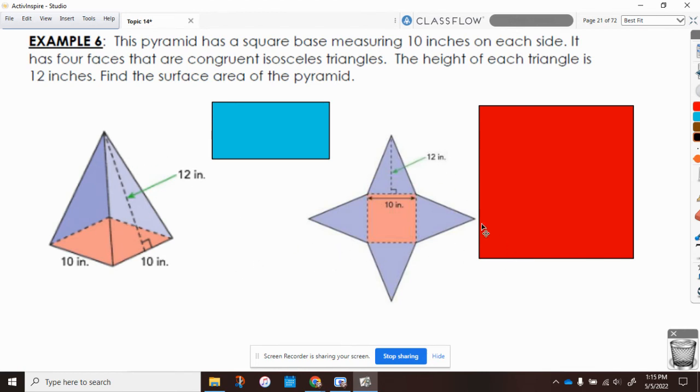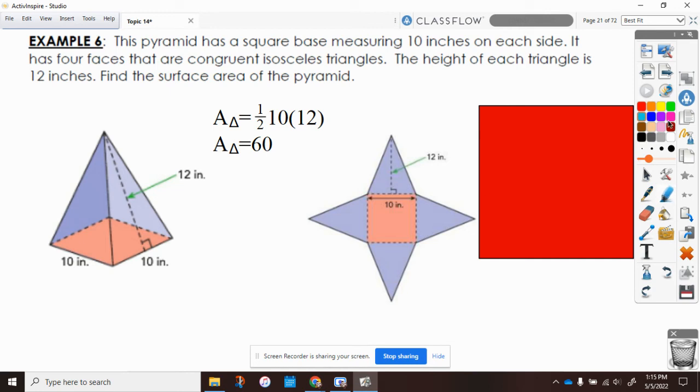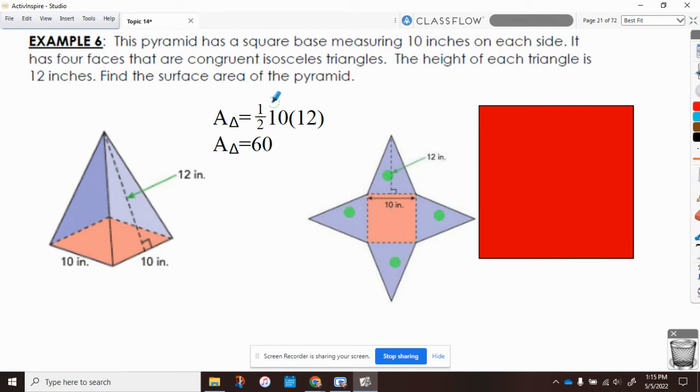So we'll start with these triangles. Okay, the area of a triangle is BH over 2. We already know that. 1/2 times base times height. Well, the base going across the bottom is 10. The height is going to be 12. So 1/2 of 10 times 12 means each of these 4 triangles right here is going to have an area of 60.